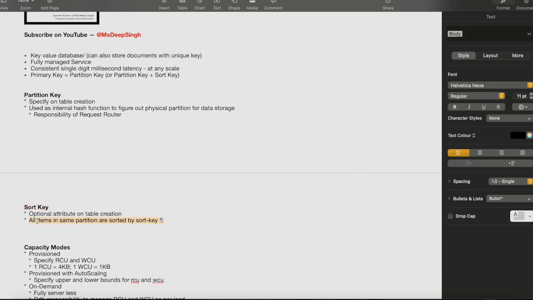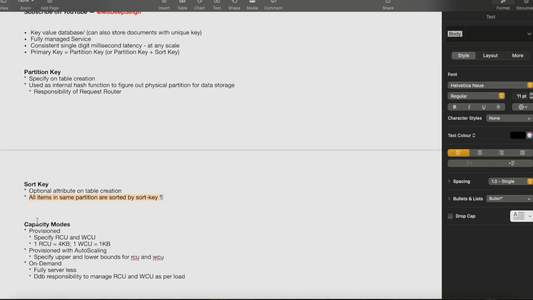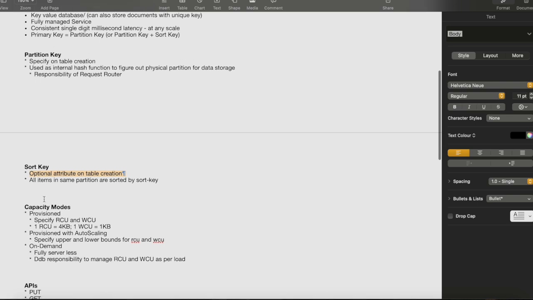And if you specify the sort key, all the items in the same partition are sorted by that sort key. So this can basically help whenever you are trying to do some queries. Let's say you have used timestamp as your sort key. Now at the time of querying, you can specify a time range, that I need data less than this time or between this time and that. So you can do all those sorts of operator level operations if you have defined the sort key.